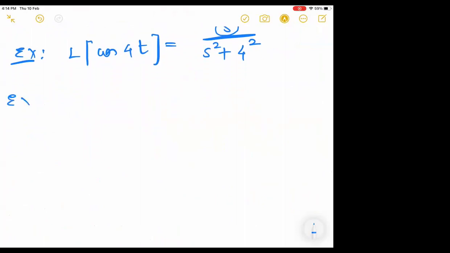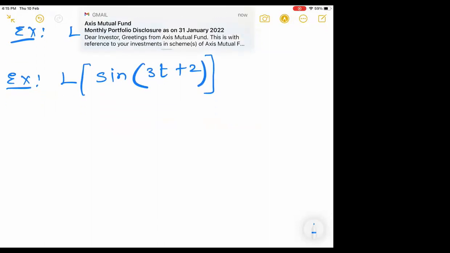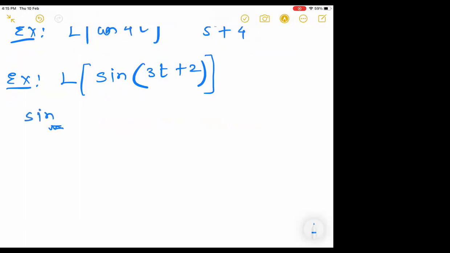So another example as such you can have. Suppose it is asked, find the transform of sine of 3t plus 2. Suppose this is the question. So sine of 3t plus 2 can be written using the sine property, the a plus b formula. What is sine of a plus b? Already we have used it in the z transform also.